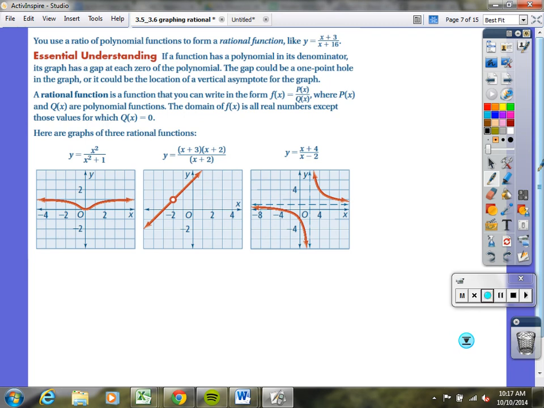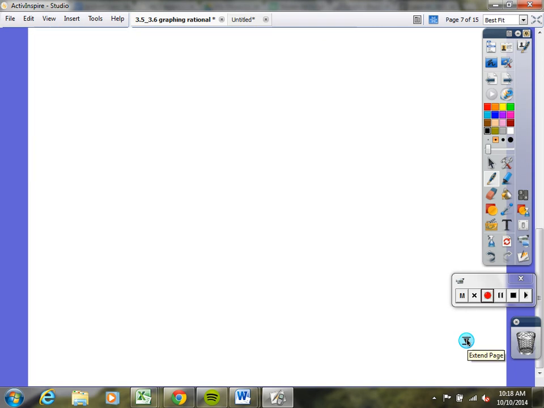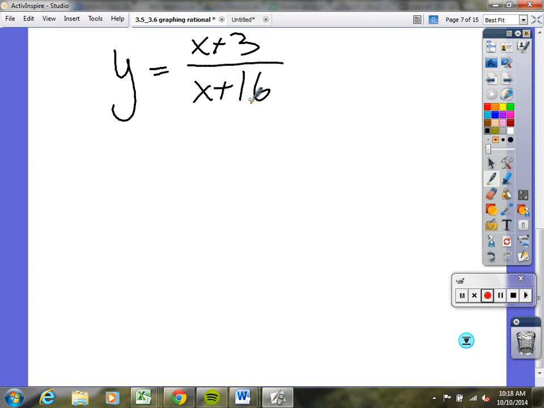Functions in the form like x plus 3 over x plus 16. Can we graph this one? That's the one I want to graph. I'm excited for that graph. This is the one I'm excited about, because this is more traditionally what we've done in the past.